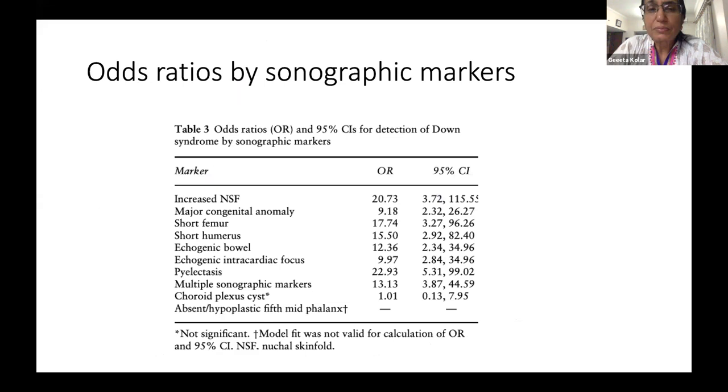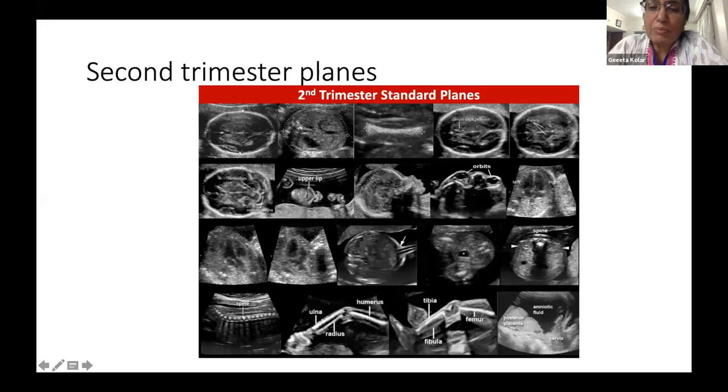So if you see the odds ratio by sonographic markers, increased nuchal fold thickness has the highest, 20.7. If there's a major abnormality, short femur. So these are some of the odds ratio. Now coming to second trimester malformations. We finished with the markers.